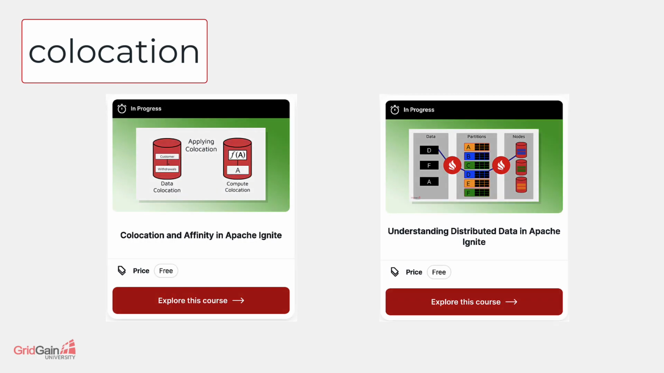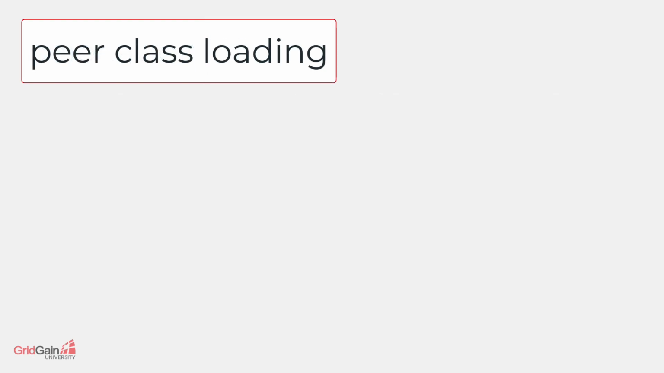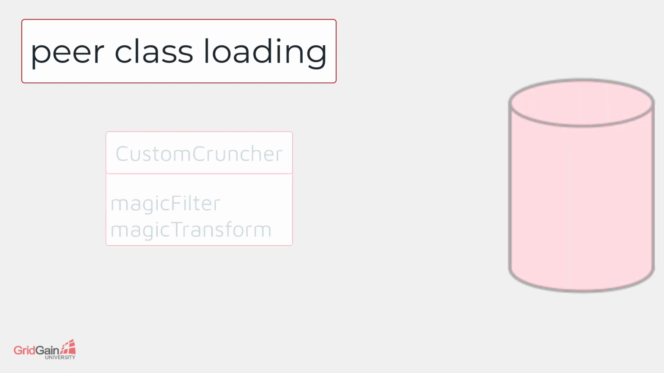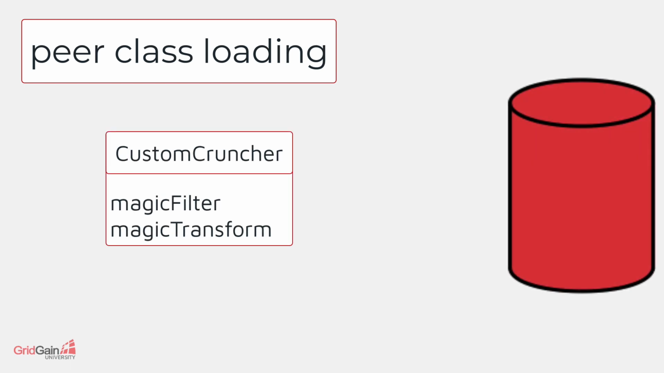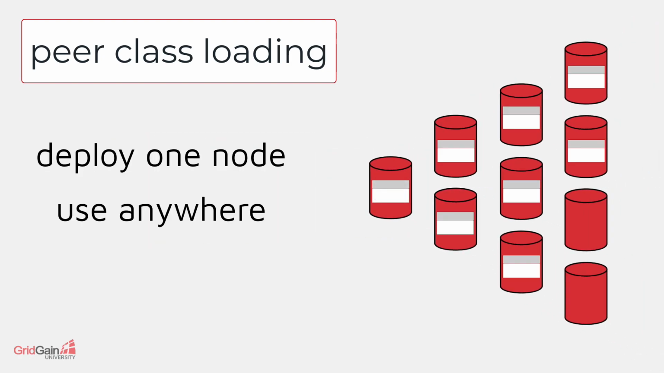To find out more about collocation and affinity, see the microlearning units, collocation and affinity, and distributed data on the GridGain University platform. Peer class loading. With peer class loading enabled, a job can be defined in a class on one node, and Ignite will automatically deploy and run that class on any other node where it is needed.